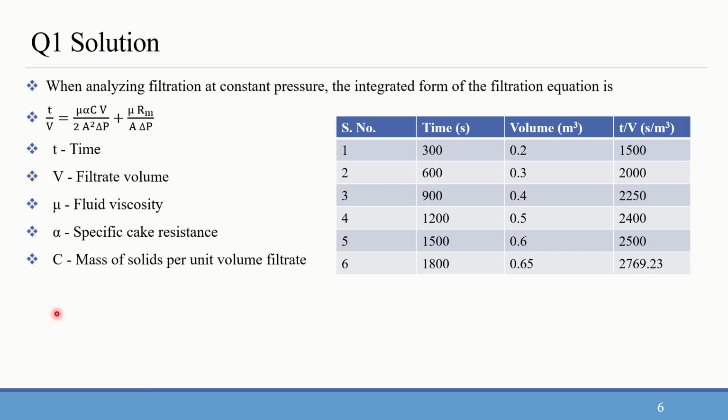So we can plot T by V versus V, that will give us y versus x. So y is equal to mx plus c, where m is the slope, which is equal to this, and c is again the intercept, which is this. So if we plot T by V versus V, we can get the slope and the intercept.